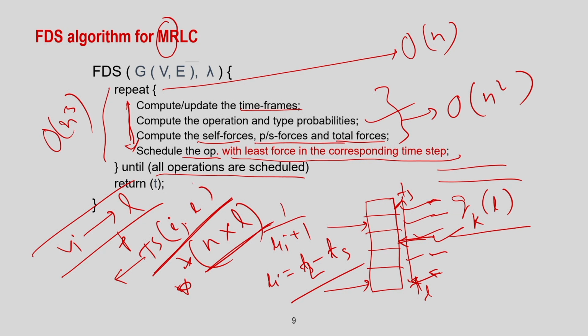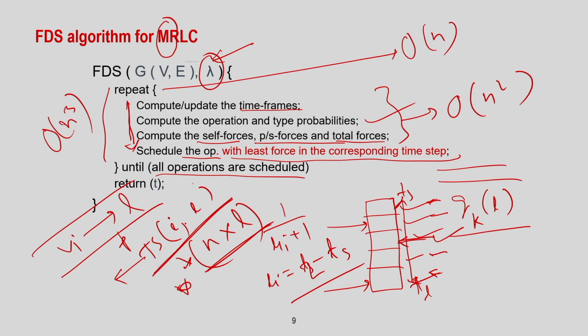And how does this guarantee that it can meet the latency bound? Because the time frames and all these values are calculated based on this lambda. Lambda must not be less than the ALAP length; if the schedule is not possible for that lambda, it will say it is not feasible.